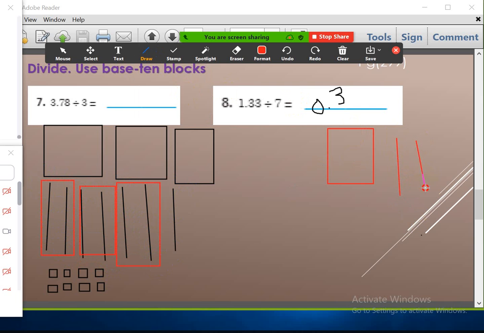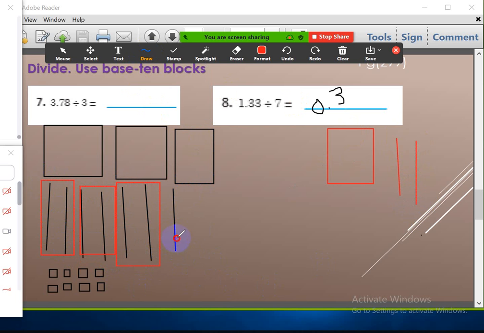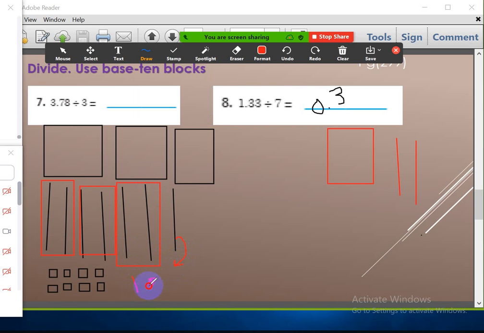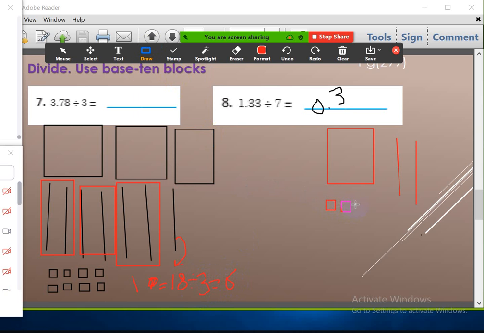But there is 1 left with me. What do I have to do with this one? I have to break it into 10 small cubes. Very good. Already I have 8, so now I have 18 small cubes. So 18 divided by 3 equals 6. Very good. So I have 6 what? Small cubes.